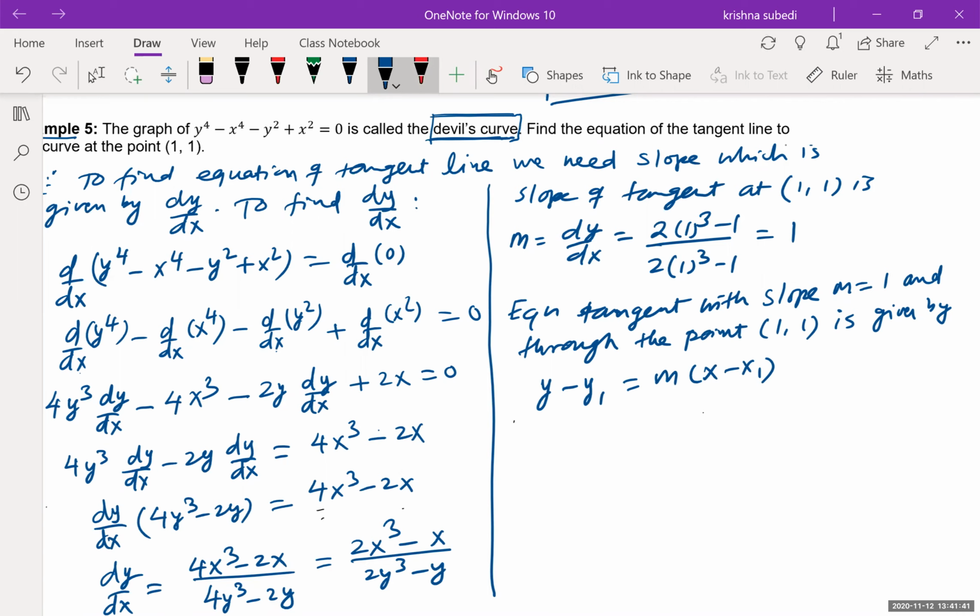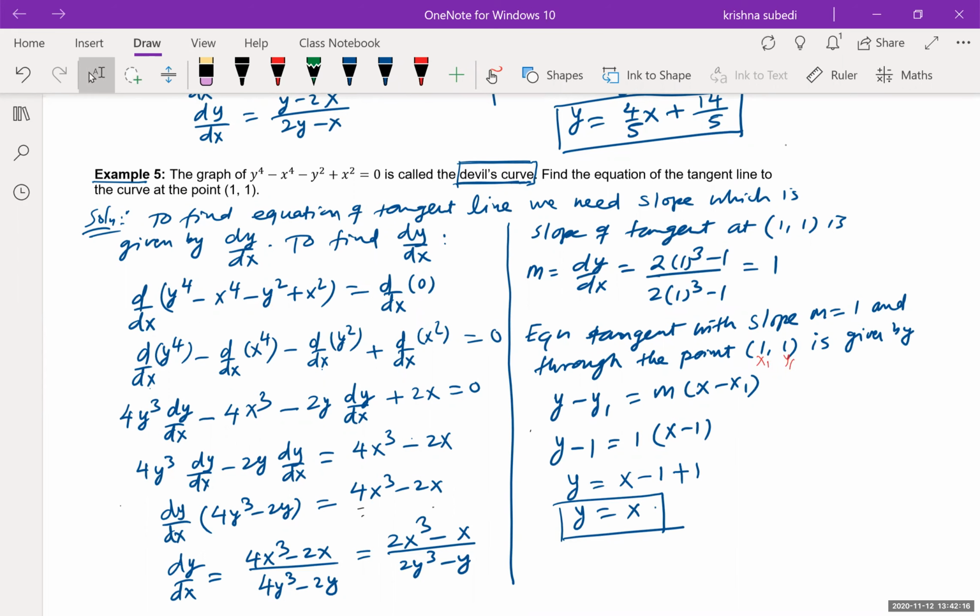So now let us substitute the values. We know this is our x1, y1 point that is given. Substituting, I'm going to get y minus 1 equals 1 times x minus 1. So y equals x minus 1 plus 1, so y equals x. This is the equation of the tangent line to the Devil's curve at the point 1, 1. So this is how we find the derivative for the implicit function.